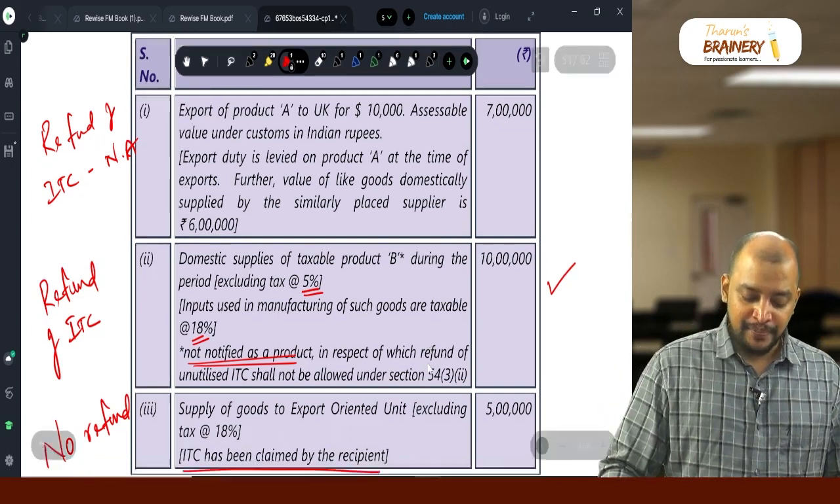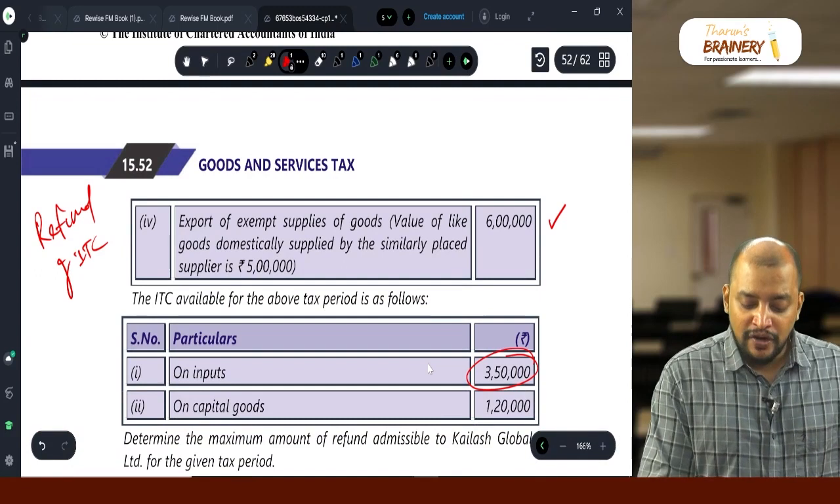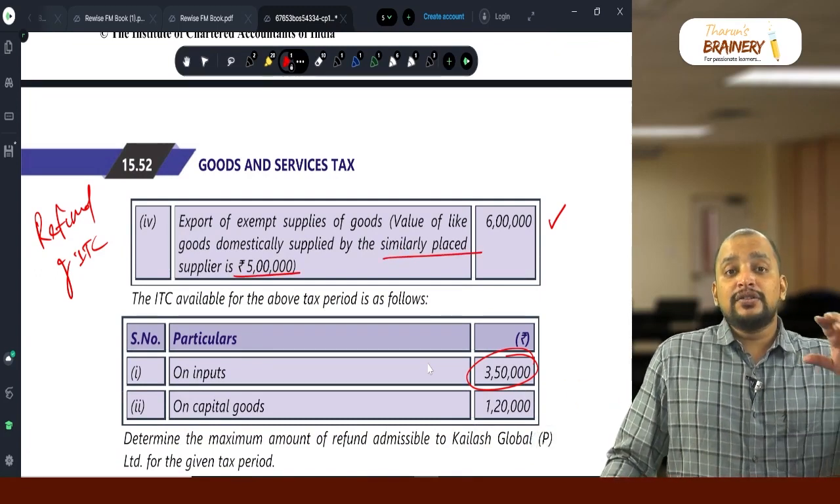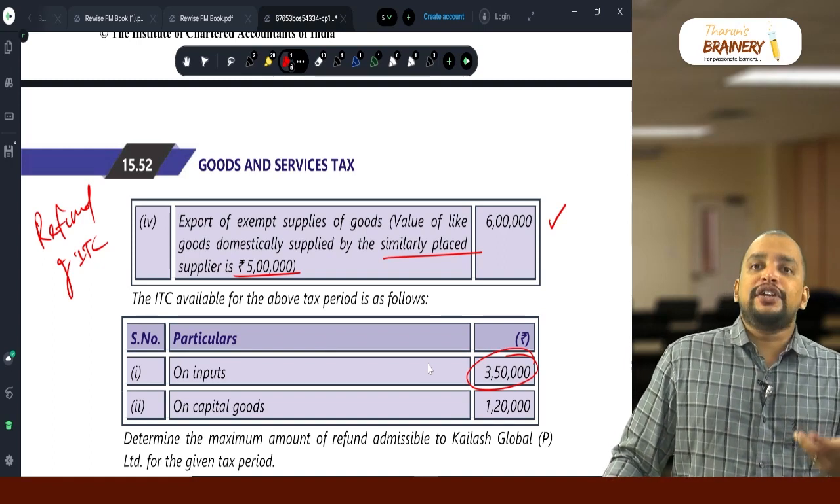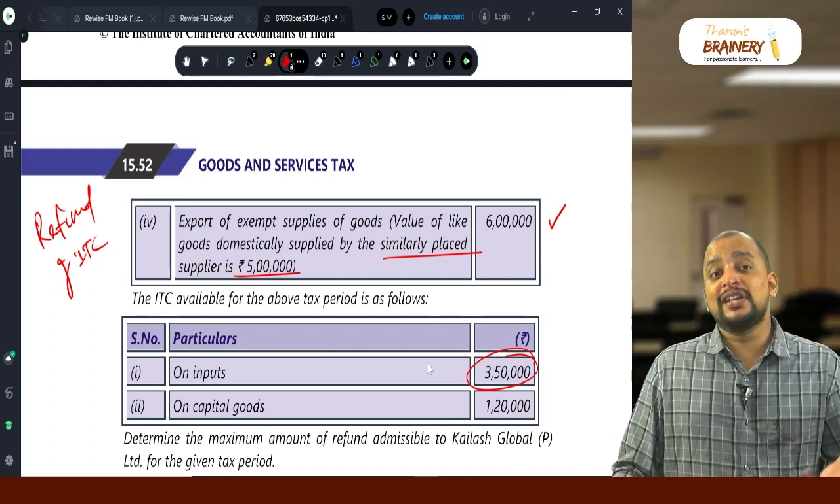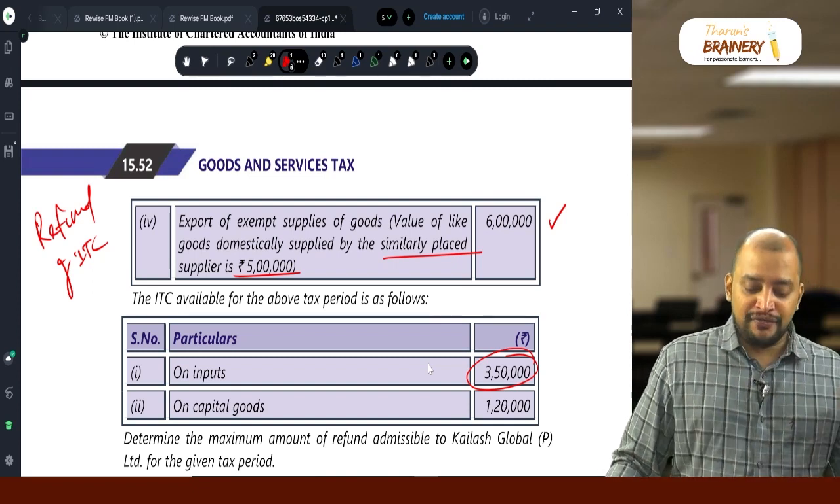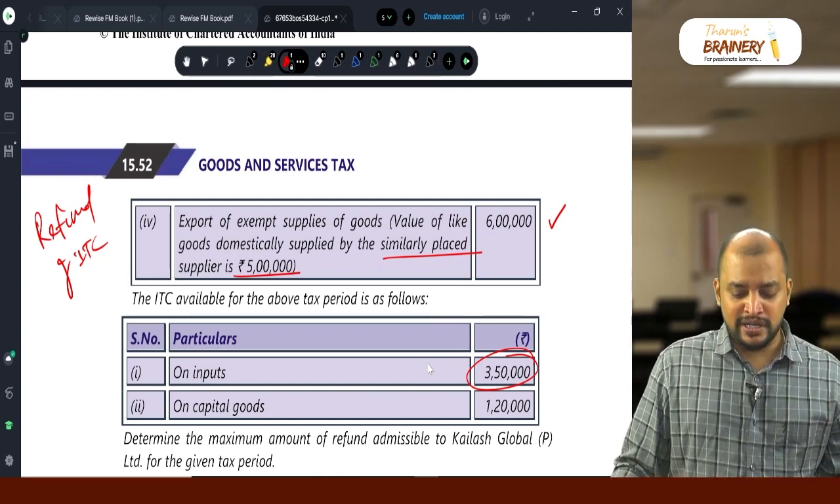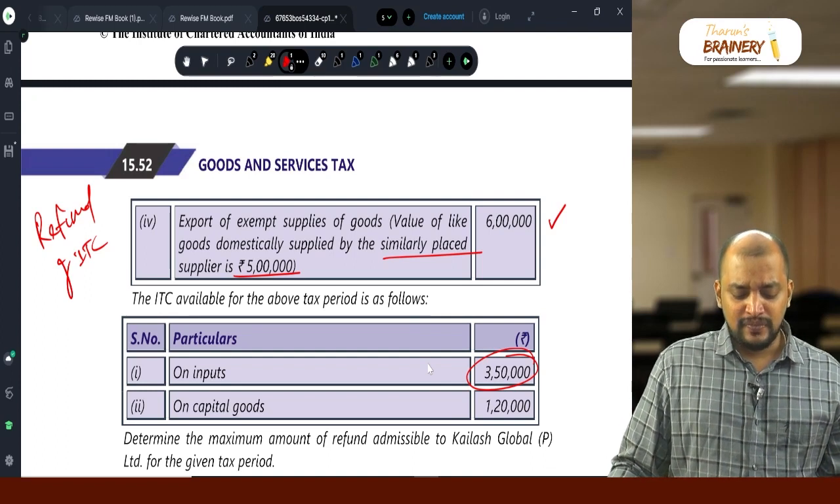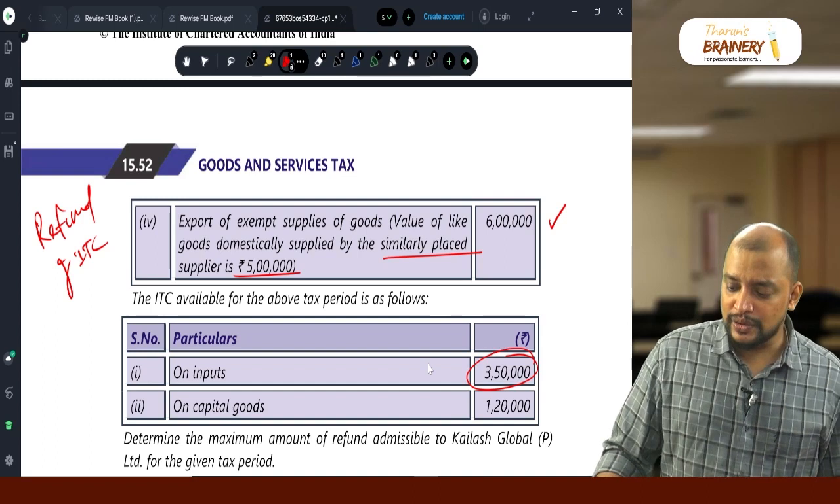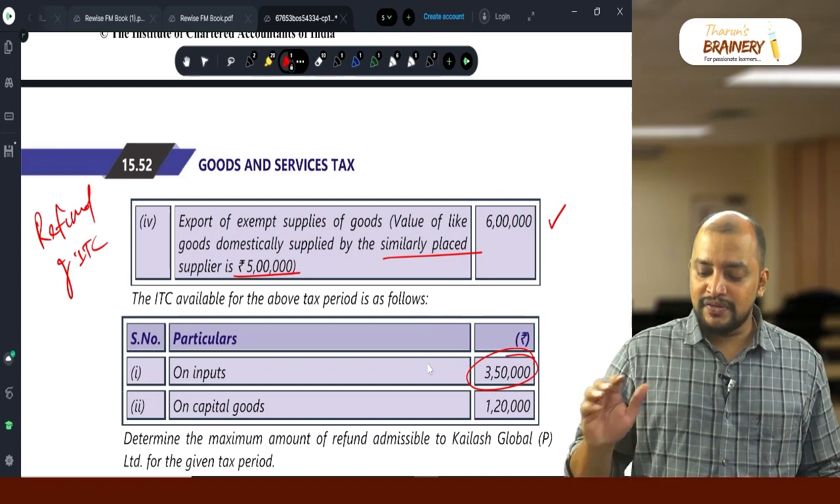Then, in case of export, the value of a similarly placed supplier is 5 lakhs. How much should be taken? Generally, when you take export turnover, we need to take 1.5 times the domestic supplies or the value declared, whichever is lower. So, 5 lakhs into 1.5 is what? That is 7 lakh 50, but 6 lakhs is declared. So, whichever is lower, 6 lakhs only will be taken.